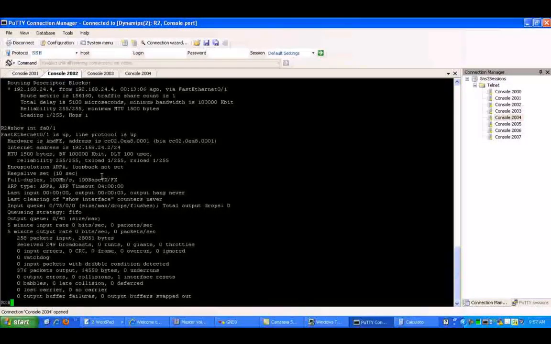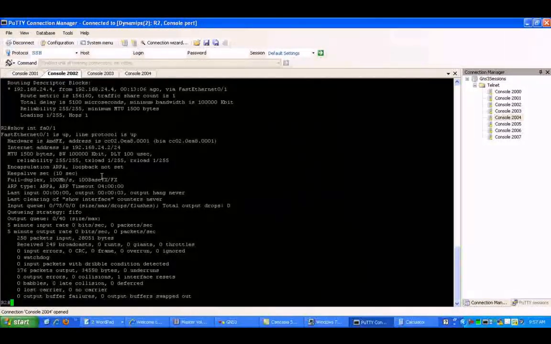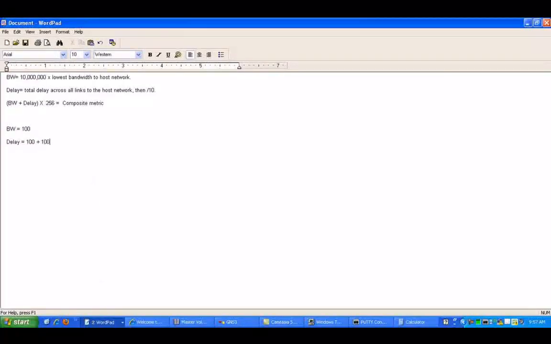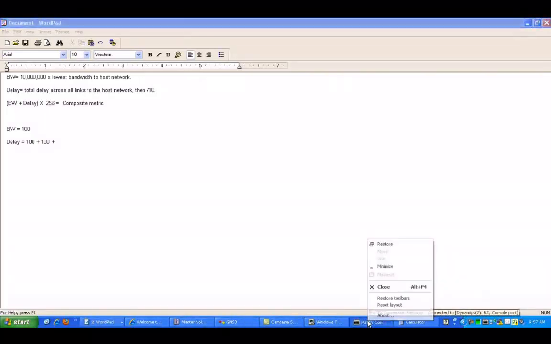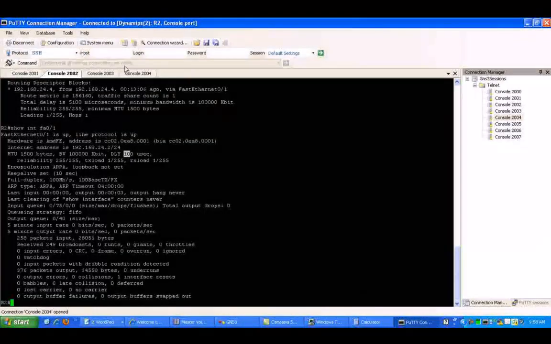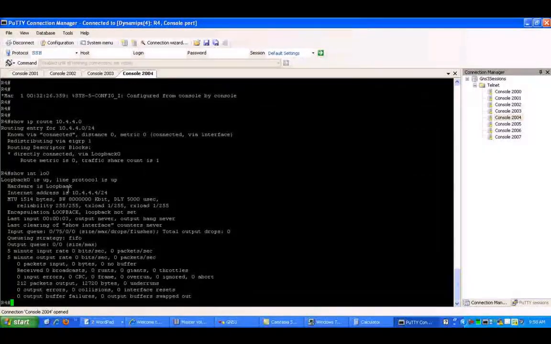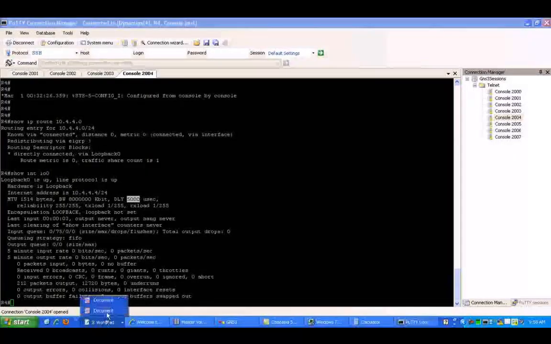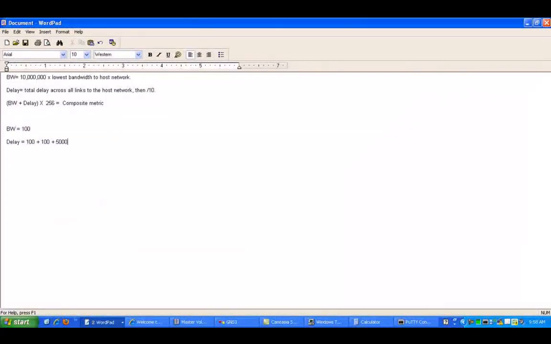So we'll go to router 2. We'll look at the next hop to get to the source network, which is from router 2 to router 4. We have another delay of 100. So we'll add that. And then we will add up also the delay on router 4 it takes to get to the loopback interface. So we go to router 4. We see loopback 0, which is the 10.4.4.4, the network in question, and the delay is 5,000. So we're going to add that as well. So delay is now going to equal 5,200.